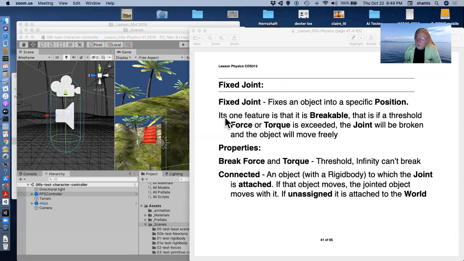One interesting feature of the joint is that they are breakable. You can specify a brake force or torque threshold. And if the forces that Unity calculates as this thing bounces around in the world, is hit by bullets or whatever, exceed that brake force or brake torque, the joint can be broken. There is an infinity setting that technically is unbreakable. I have seen them stretch, but they don't break.